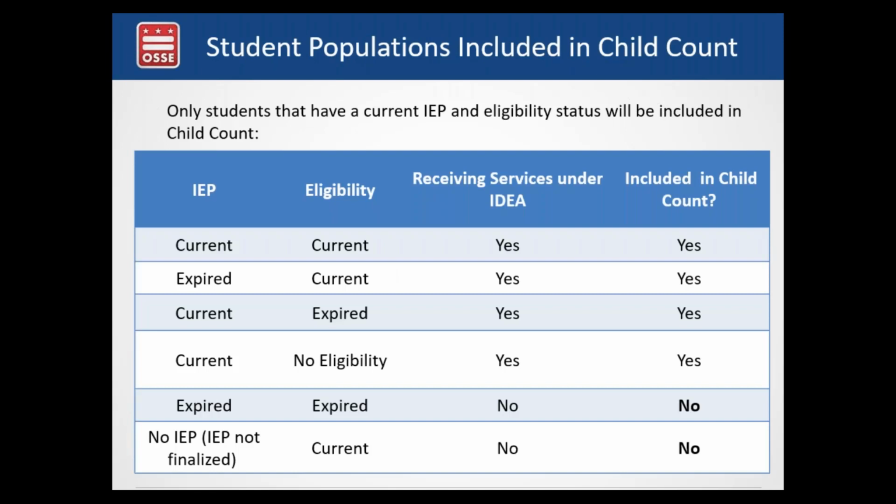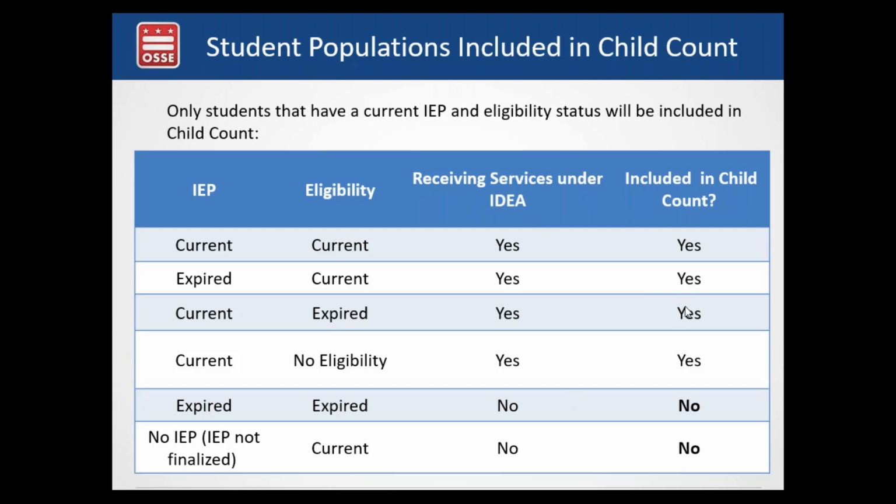As we talk more about the student populations that are included in child count, you can see from the chart that's being displayed that the student's status as far as their IEP and eligibility, these are the things that are being reviewed. So if a student has a current IEP and a current eligibility, and they are receiving services under IDEA, they will be included in child count.